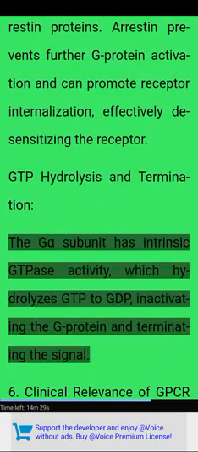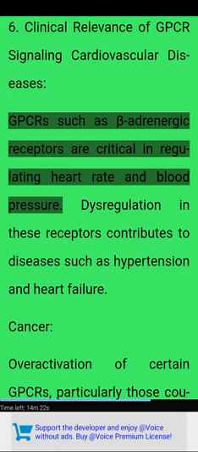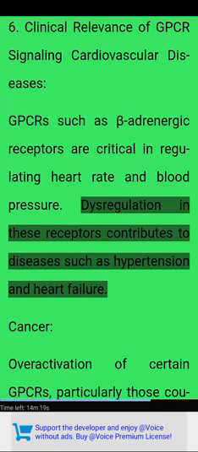GTP hydrolysis and termination: the G-alpha subunit has intrinsic GTPase activity, which hydrolyzes GTP to GDP, inactivating the G protein and terminating the signal. 6. Clinical relevance of GPCR signaling. Cardiovascular diseases: GPCRs such as beta-adrenergic receptors are critical in regulating heart rate and blood pressure. Dysregulation in these receptors contributes to diseases such as hypertension and heart failure. Cancer.